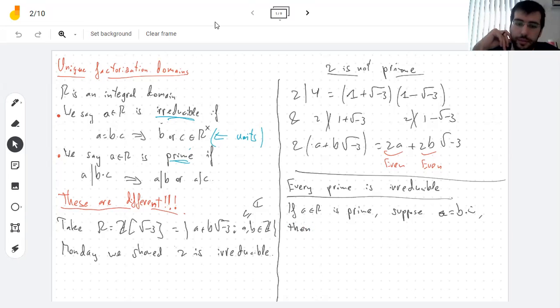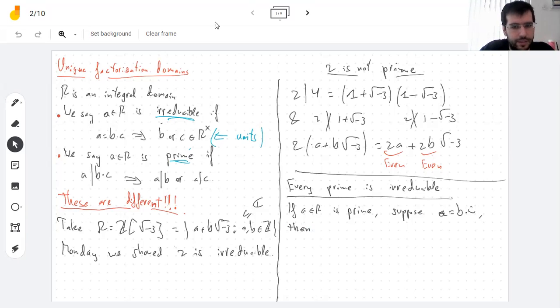Now I need to use the hypothesis that A is prime. By definition, if it's prime, the only two numbers that make it are 1 and itself. No, that is not the definition of prime in a ring. That's the definition of prime for a whole number. For integers, we already know that irreducibles and primes are the same thing. They're just the prime numbers.